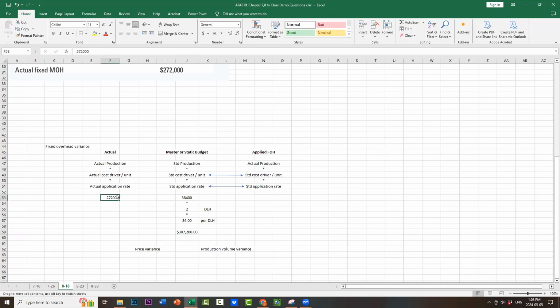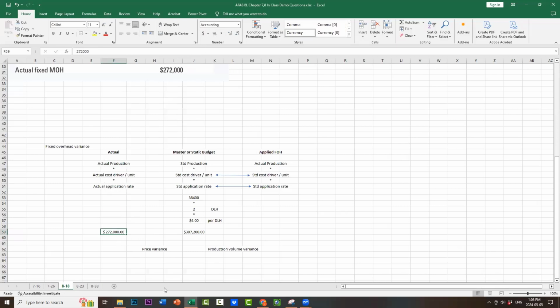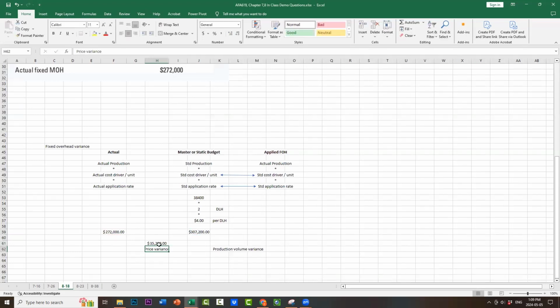Now, compare that to the actual. This is the actual. I'm just going to bring it down so that it's in line. So now we can calculate the price variance. I just take the bigger number, subtract the smaller number. Here it is. How do we determine whether this is favorable or unfavorable?